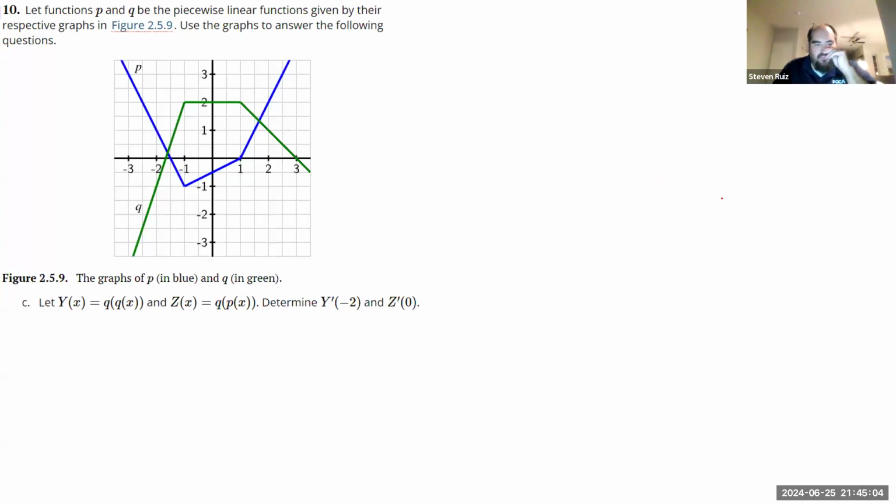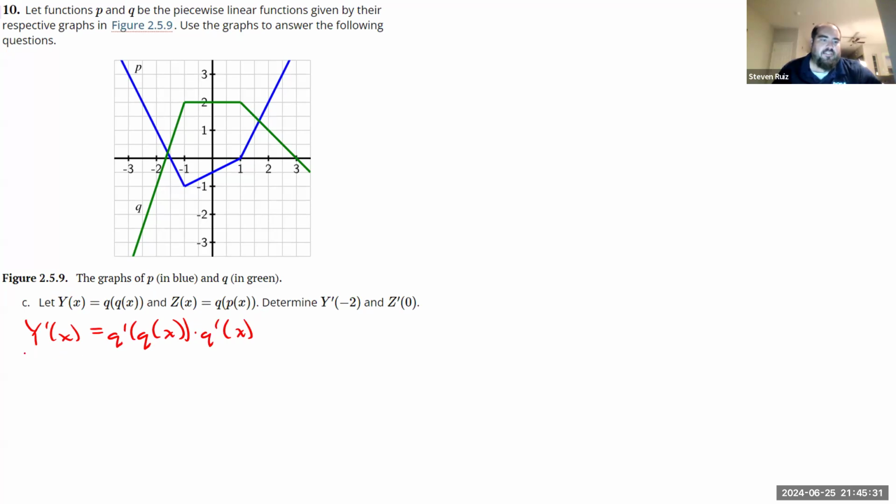All right, now we have two more functions, y and z. So let's handle those one at a time. So we're told that y of x equals q of q of x. So something we rarely do, but it's totally acceptable to compose a function with itself. That's fine. So what is y prime of x? Y prime of x is equal to q prime of q of x times q prime of x.